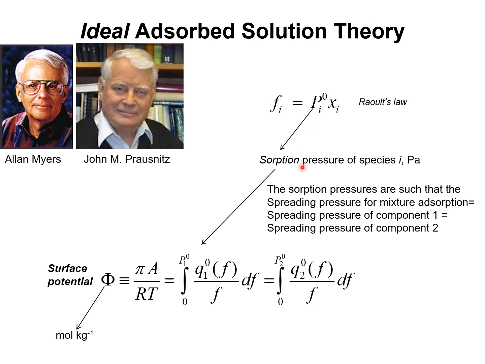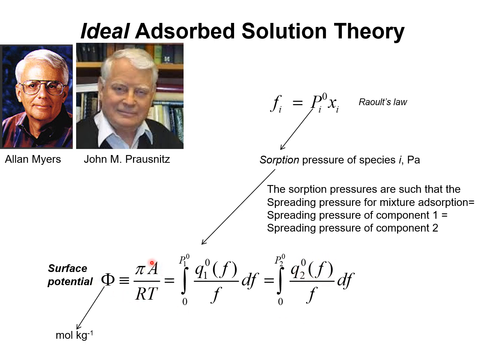Pi superscript 0 represents the sorption pressure of species i, and the sorption pressures satisfy this expression, which implies that the sorption pressures are such that the spreading pressure for mixture adsorption equals the spreading pressure of component 1 on its own and the spreading pressure of component 2. In these integrals, these represent the unary isotherms for component 1 and the unary isotherm for component 2.